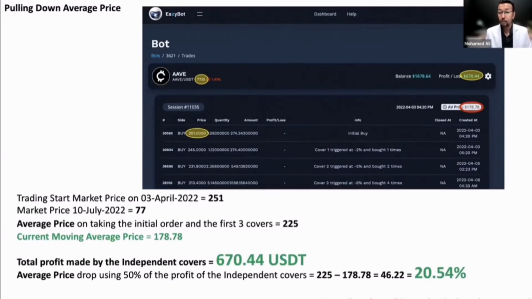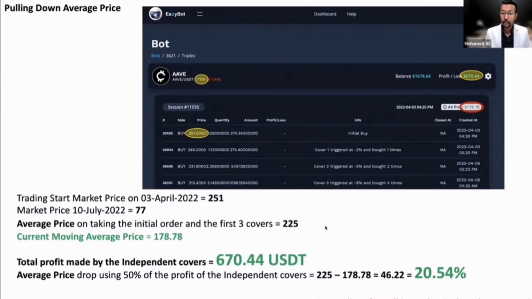In percentage, that's 20%. So that 20%, the average price was here. We're working as the market is going down, buying and selling, 50% is used to pull that down, pull the average price down, until it reaches now to more than a 20% drop of the market as we speak.